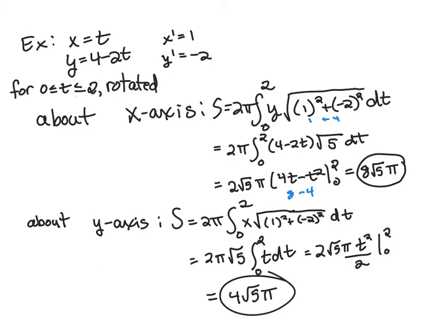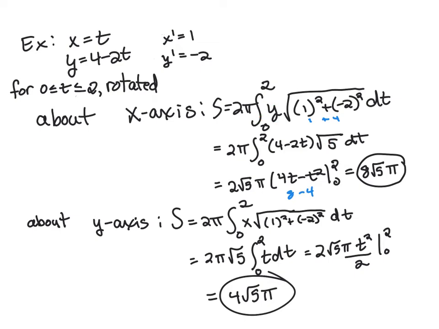Okay, let's try this. Here are our equations. My dx/dt is just a 1. dy/dt is just a negative 2. We're going to find the surface area from 0 to 2 if it's rotated first about the x-axis. So if you're rotating about the x-axis, you have a y for your radius. It's this squared plus this squared added together under the radical. In this case, they're just numbers. 1 squared plus 4 is 5 under the radical.